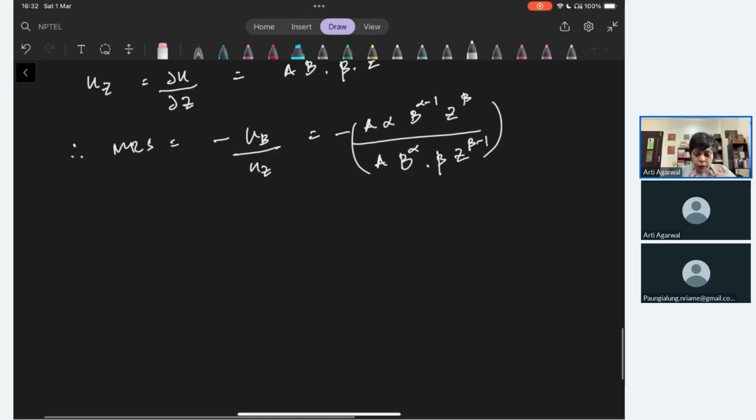Okay, now what can we see? A is getting cancelled. We are left with minus alpha and beta, we can clearly see. You cannot cancel alpha and beta. Now what we are left with is B to the power alpha minus 1 in the numerator and B to the alpha in the denominator.